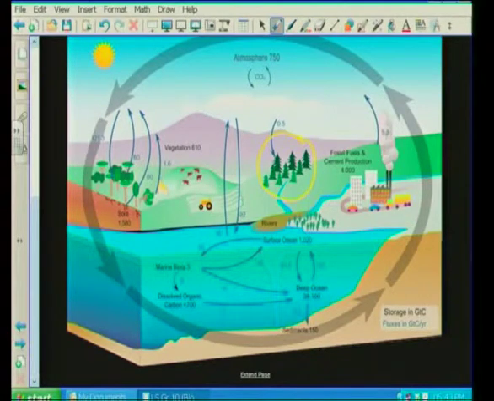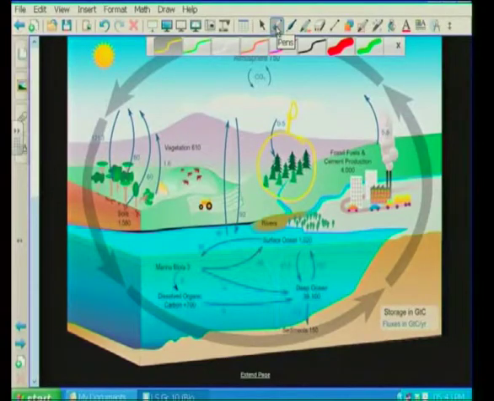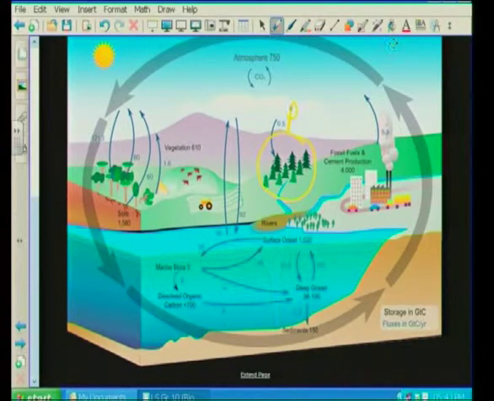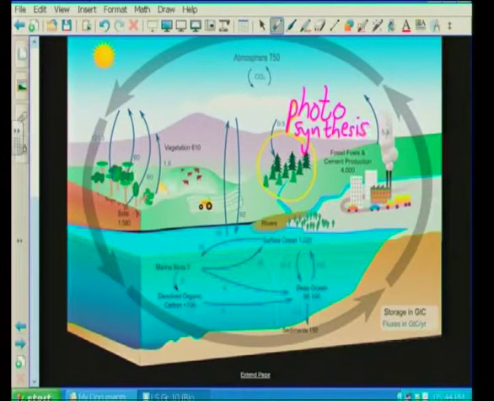What do plants do? Now plants photosynthesize. Now let's look at that word again. Let's go to another color. Maybe pink is a good color, I think. Pink stands out. Right, plants photosynthesize. Let's just write photosynthesis.